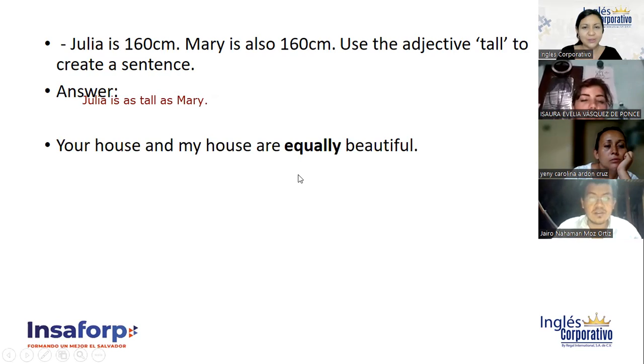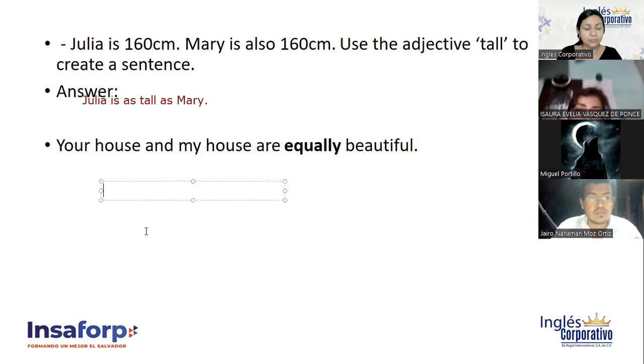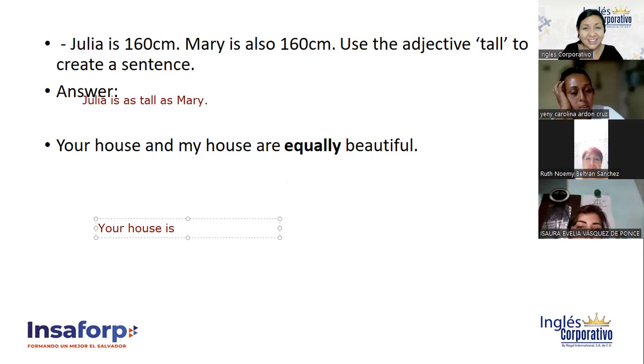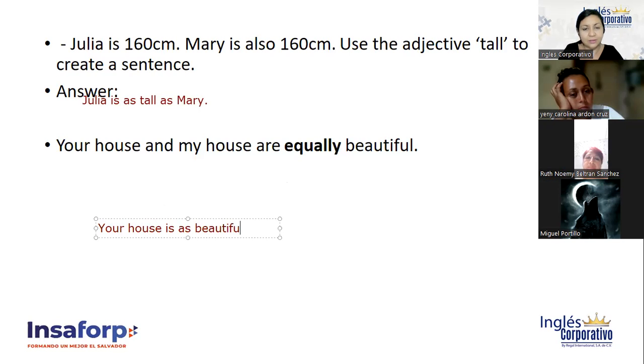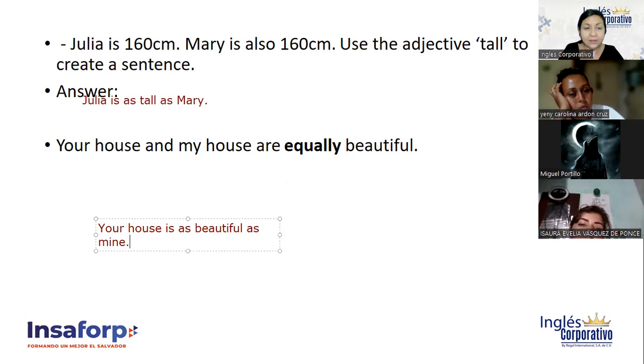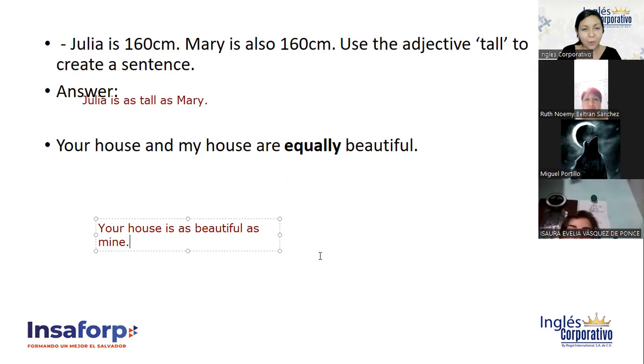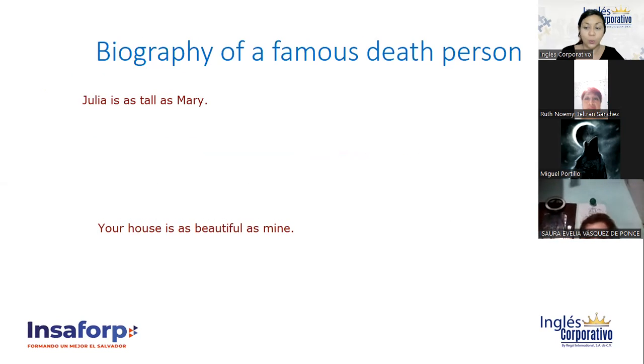Your house and my house are equally beautiful. How can you say that using as in a sentence? Your house is as beautiful as mine. As mine or as my house. Okay. Yes, both houses are beautiful. Not a competition.